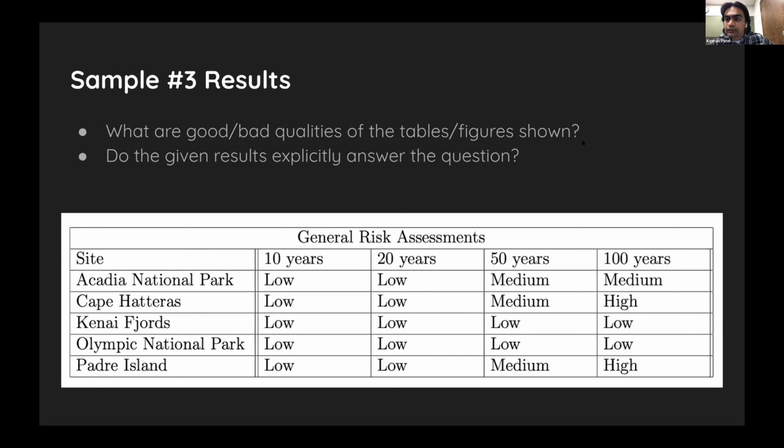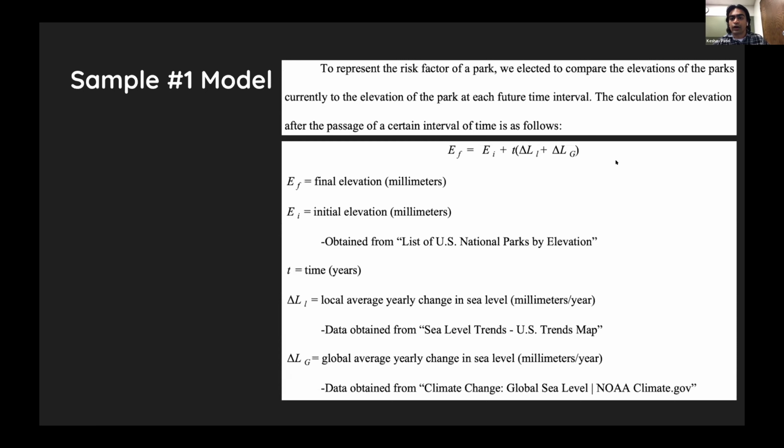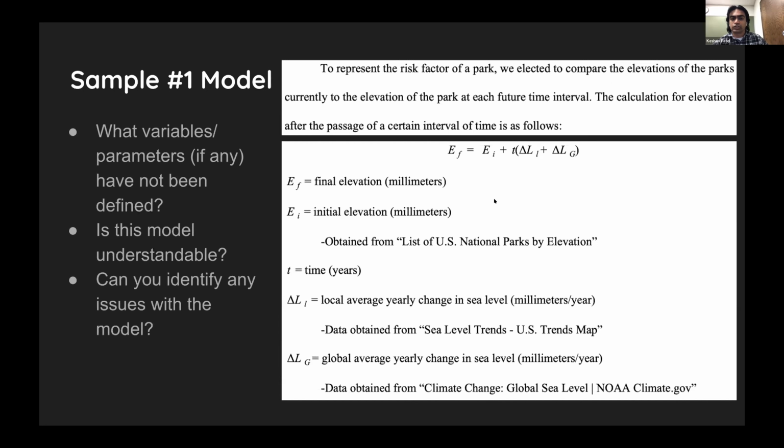Great, let me just make sure that I've got all of, yes, great, okay. So now I'm going to move on to another sample problem. This is the model from a different team. Again, I'm going to ask the exact same questions. What variables or parameters, if any, have not been defined? Can you understand this model? And can you identify any issues with this model? I'm going to give you a little bit more than 2 minutes to read over this and give your thoughts.